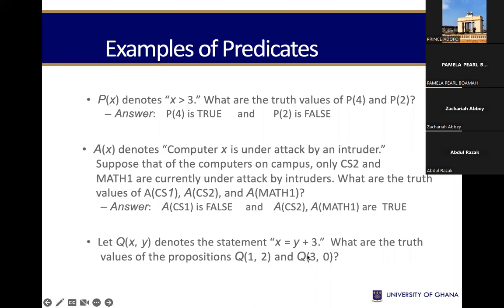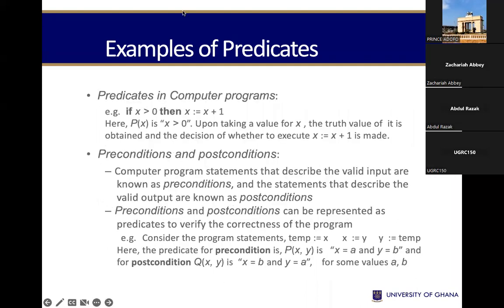Now, when it comes to K of 3, 0, x is 3, y is 0. That's true. Good. So at least I have some people on board now. Good. So you realize that this particular session is not difficult, right? Good. So now you are good to go. All right, so we go ahead with some other examples.